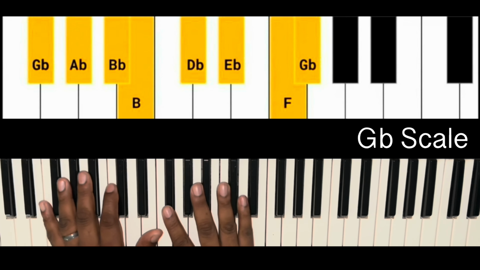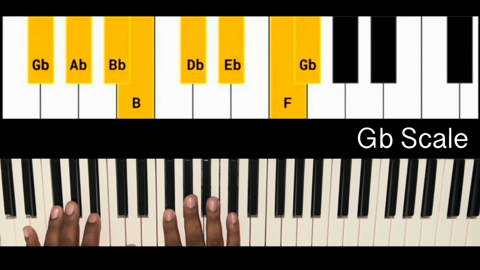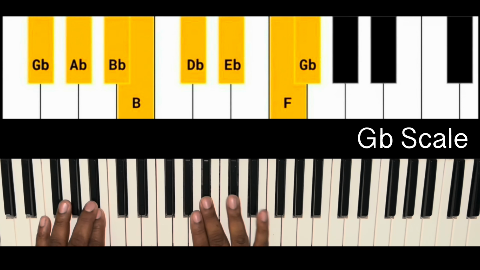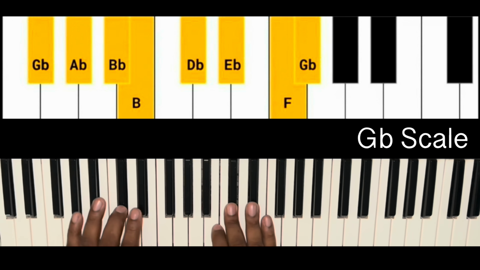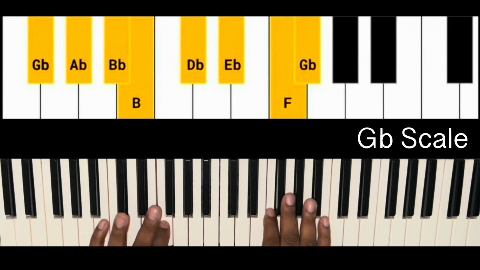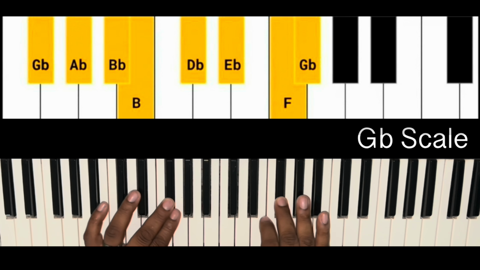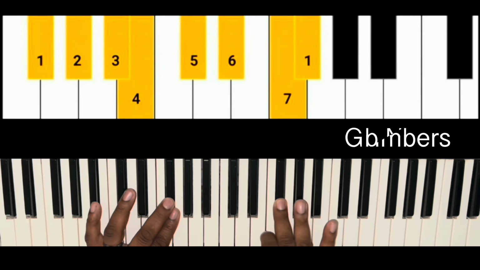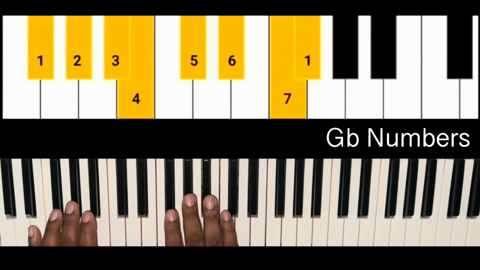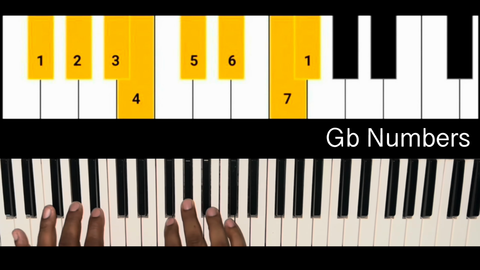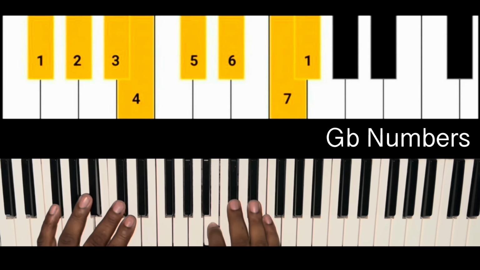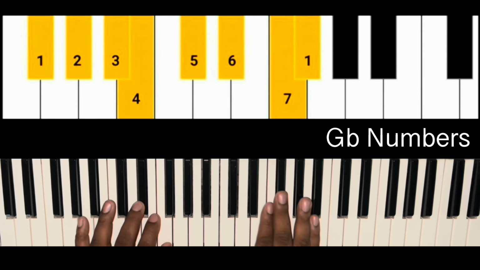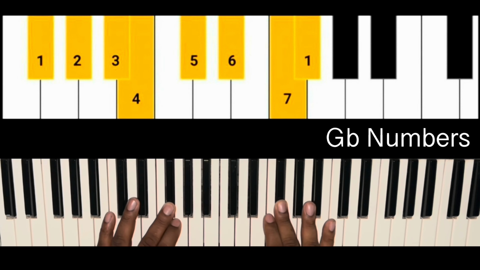All right, guys, let's get it. We're in the key of G flat. That's G flat, A flat, B flat, B, D flat, E flat, F, and G flat. And of course, this is Numerical Melodies. We have to run through that with our numbers. That's 1, 2, 3, 4, 5, 6, 7, and 1.